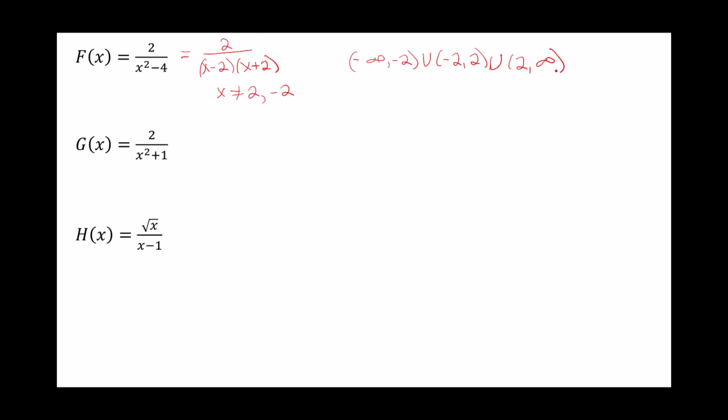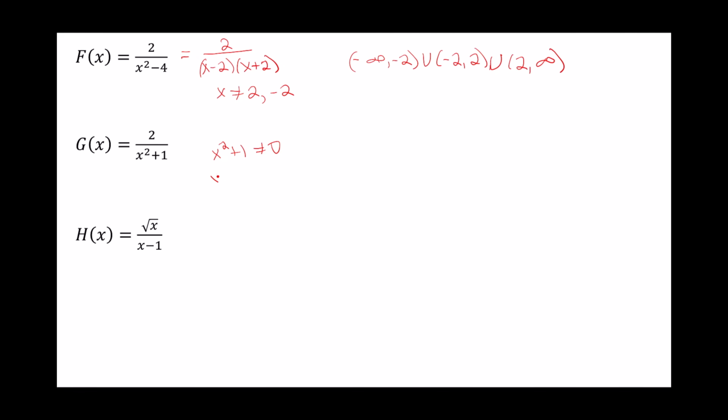Let's look at the next one, g of x. Here our denominator is x squared plus 1. So we know that can't be 0. But x squared plus 1 will never be 0 for any real number, because if I put any real number in for x and square it, the smallest that could be is 0, and then I'm going to add 1.